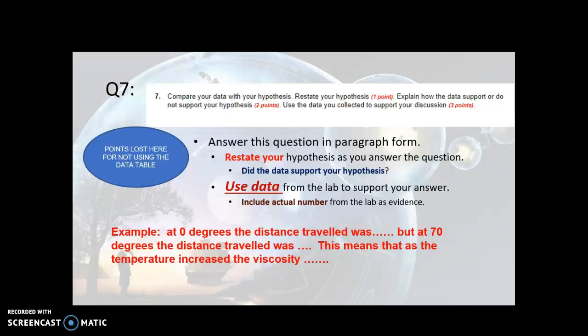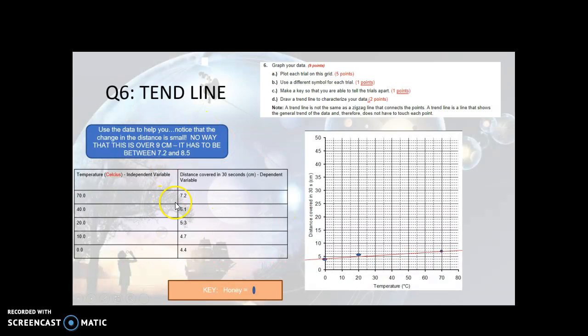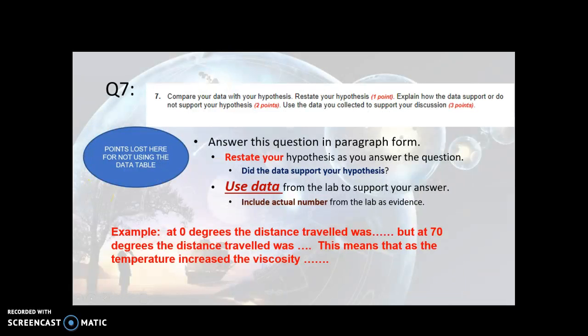This is where most people lose points, is they go in and restate their hypothesis. My hypothesis was blah, blah, blah. And then they'll say, my data supports or does not support the hypothesis. But then you forget to use data in the discussion part. You have to actually use numbers from the data. So here's your data points. We need to use some of those numbers. We need to use 1 to 2 to 3. You can use more, but at least 2 data points to help us.